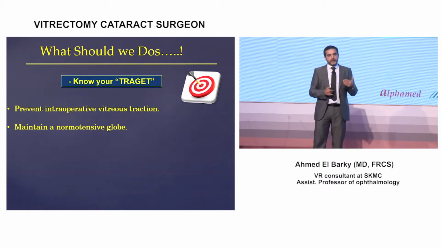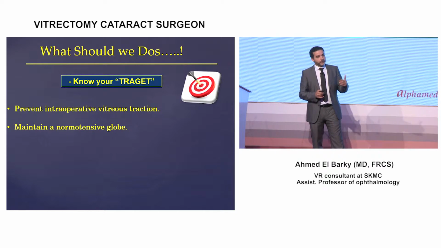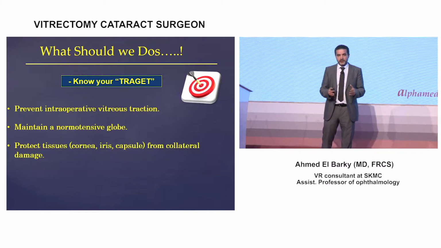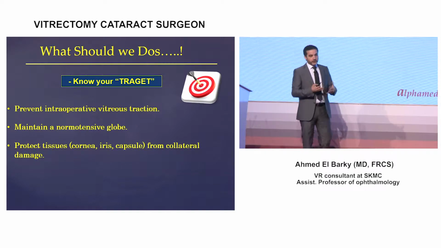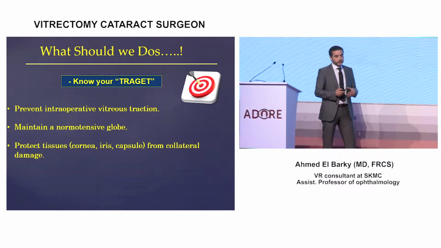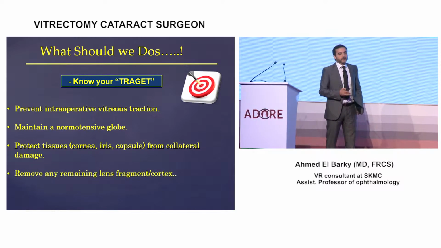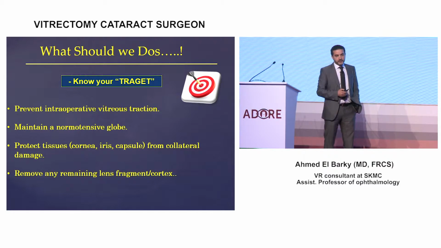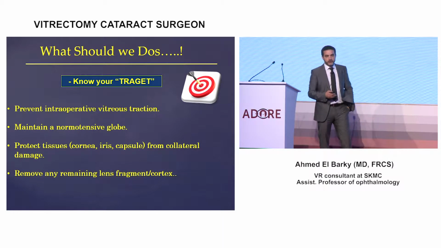And then at the end, maintain a normotensive globe. This is very important for post-operative inflammation. Protect tissue like the cornea and iris while doing the vitrectomy, and the capsule for sure. And finally, you have to remove any remaining fragments for the sake of post-operative inflammation or reaction.